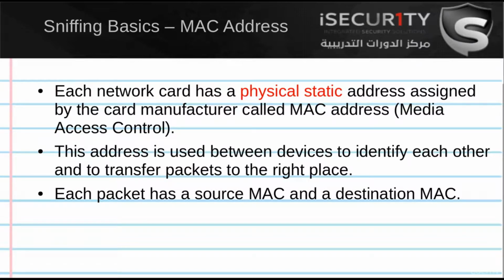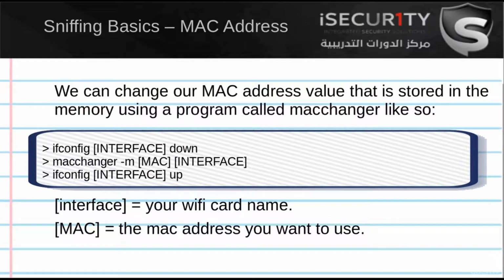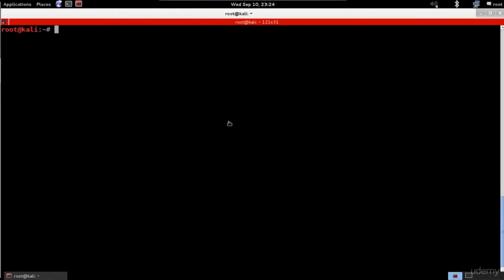So as I said, it's physical and static, so the only way to change the MAC address is to change it in the RAM. So it will only be changed for this session. Once you restart your device, you have to change it again. So to do this, it's very simple. We're going to use a tool called MAC Changer. So let's see how we do that.